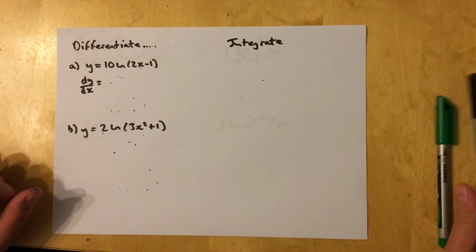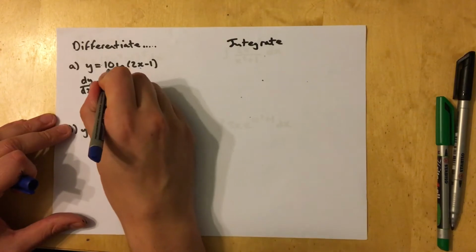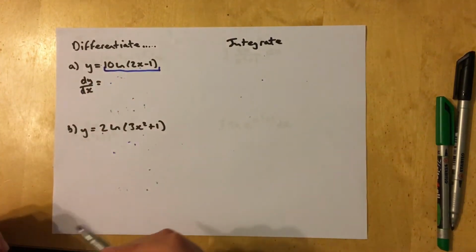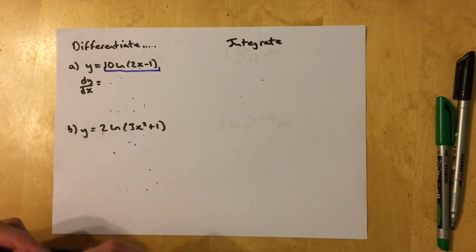So my outer function is, excuse me, 10 lots of log of something. Don't care what that inner function is at the moment.